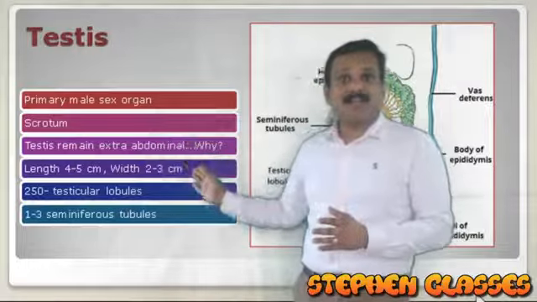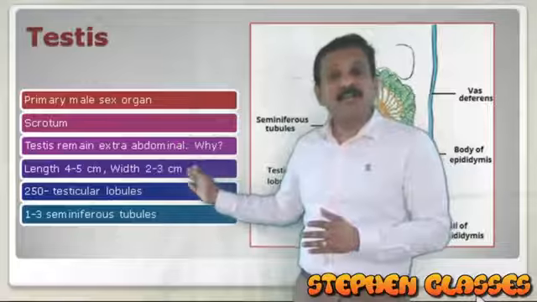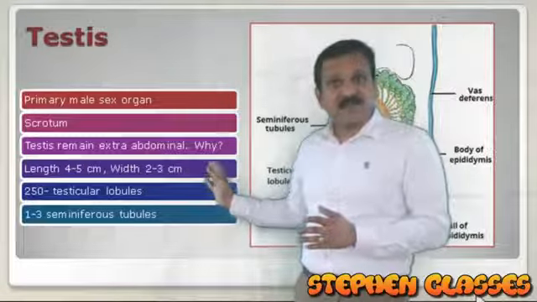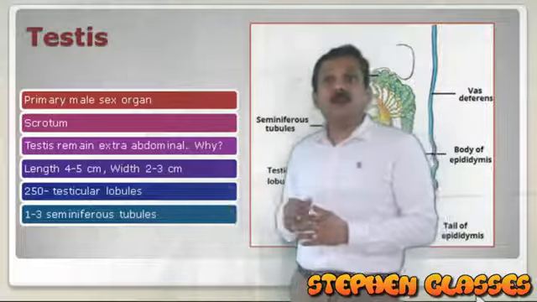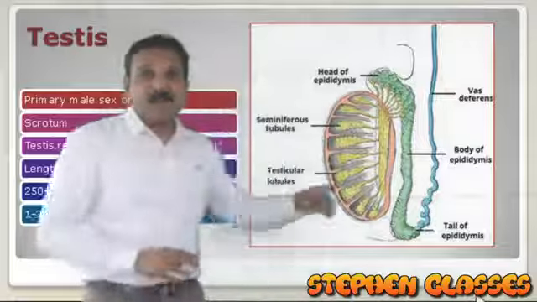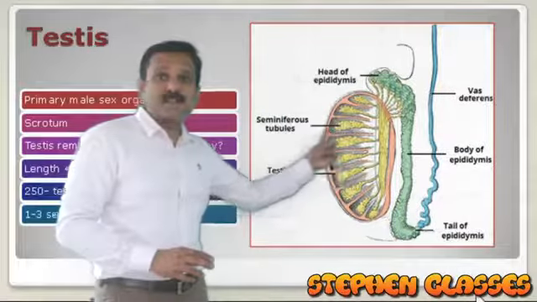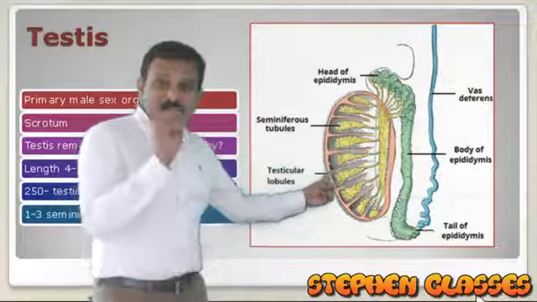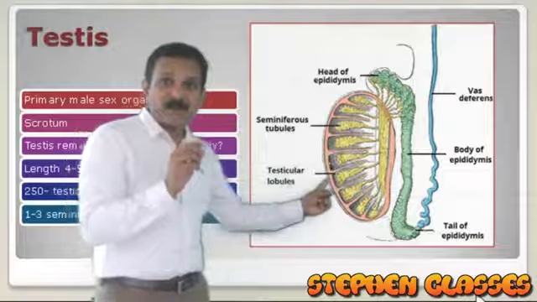Now about the size of the testes. Each testis will have a length of 4 to 5 centimeters and a width of 2 to 3 centimeters. Then within each testis, you can see testicular lobules. These are small compartments. There will be 250 testicular lobules. These compartments are called testicular lobules, which I have labeled here.